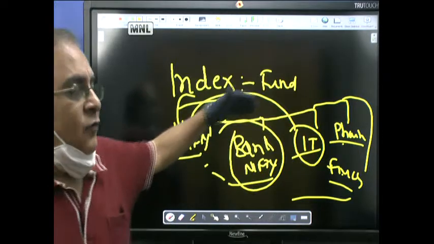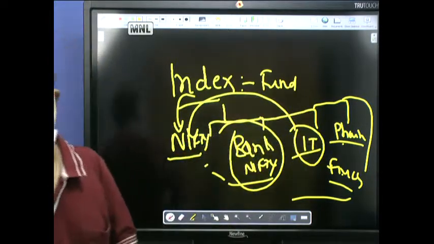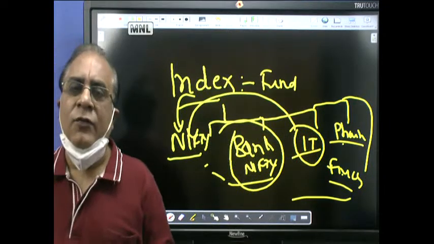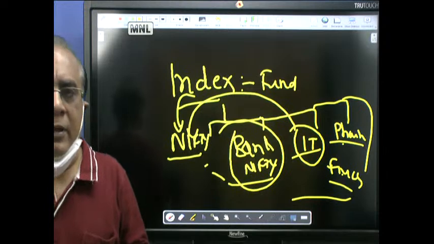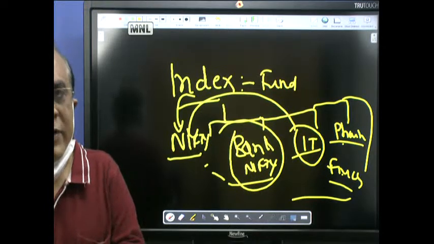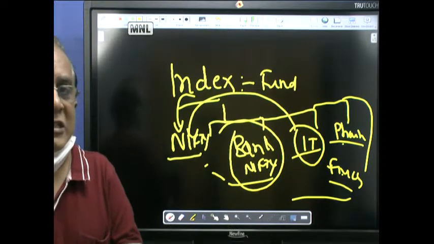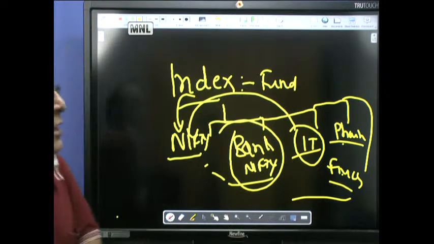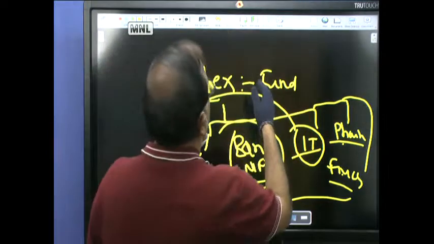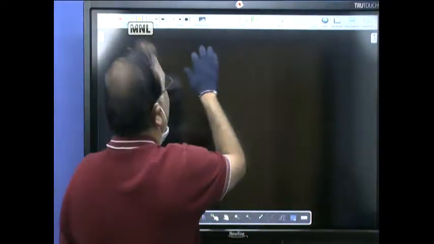So the index fund is the most important thing, and if you look at it, there are a number of index funds which are available. Some of the index funds are listed on the exchange itself, so you can buy them the way you buy a share. So right now, if you look at it, there are many index funds available.